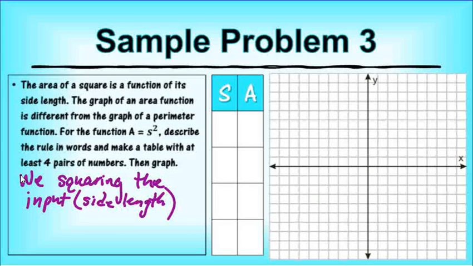So now let's come up with our points. Now, since we are doing area, we can only really use positive numbers. So let's say the side length is 1. So if I square the 1, I get 1. The side length is 2. I square the 2 and I get 4. I have the 3. Side length of 3, I square that and I get 9. And I have 4, square that and I get 16.